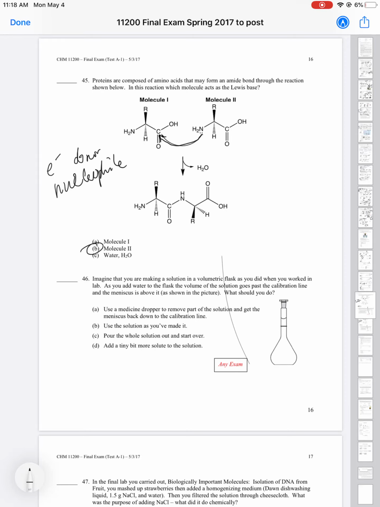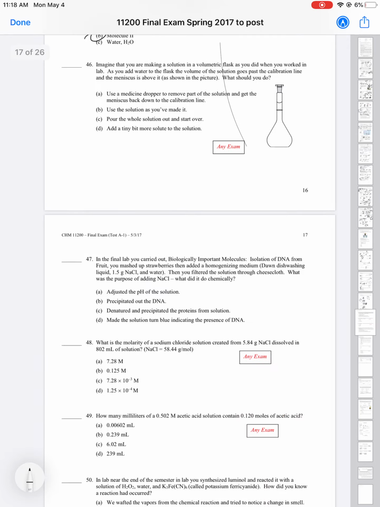And that makes molecule 2 our Lewis base. Imagine that you are making a solution in a volumetric flask. Oh, this is like our badges. So as you add water above the flask and it goes past the calibration line, what should you do?